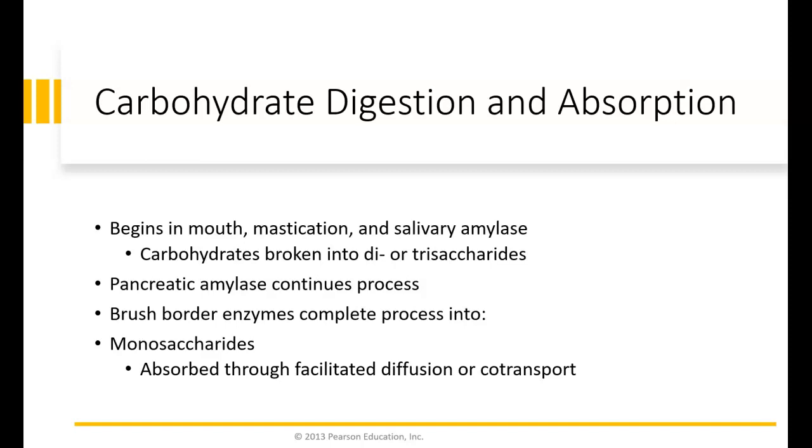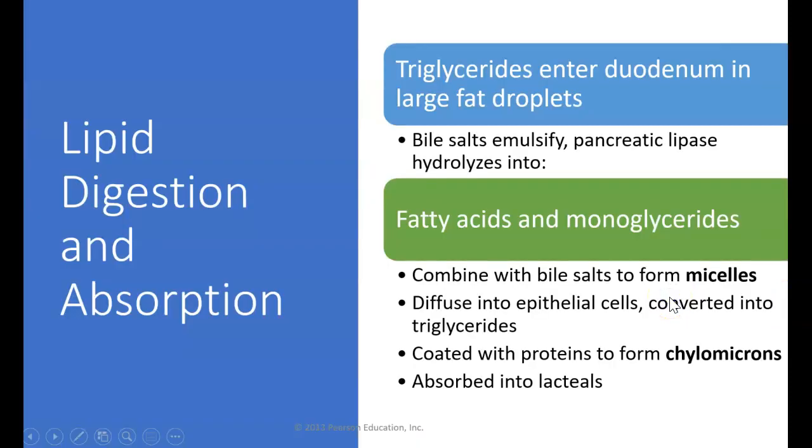They will get absorbed into the bloodstream through facilitated diffusion or co-transport. So remember, in the small intestines video, we talked about how carbohydrates and proteins will get absorbed directly into the bloodstream from the small intestines, but fats won't. So basically, carbohydrates are going from a polysaccharide to a monosaccharide.